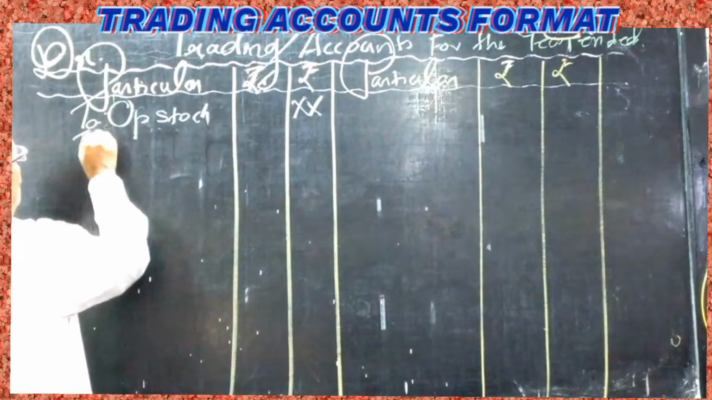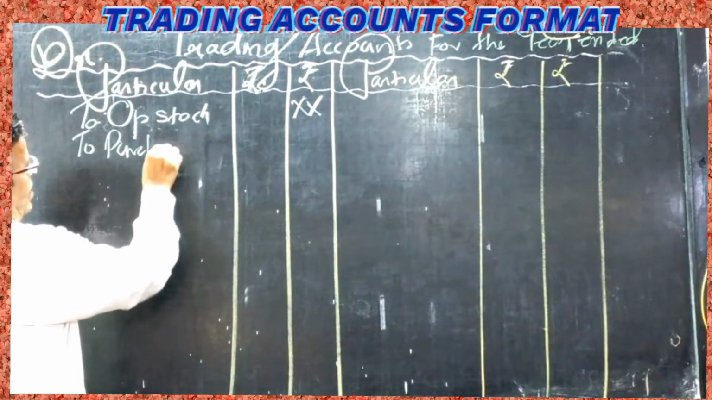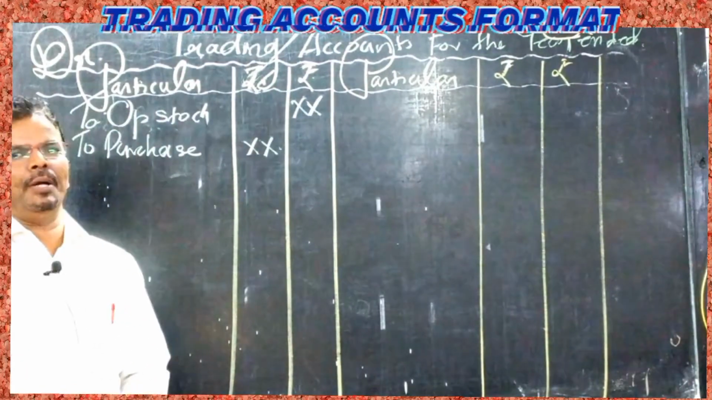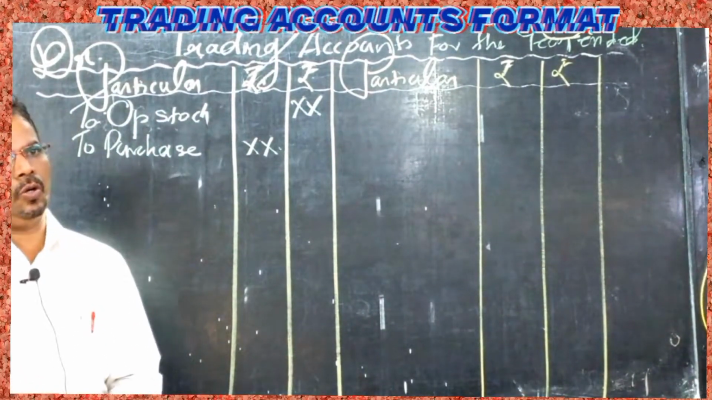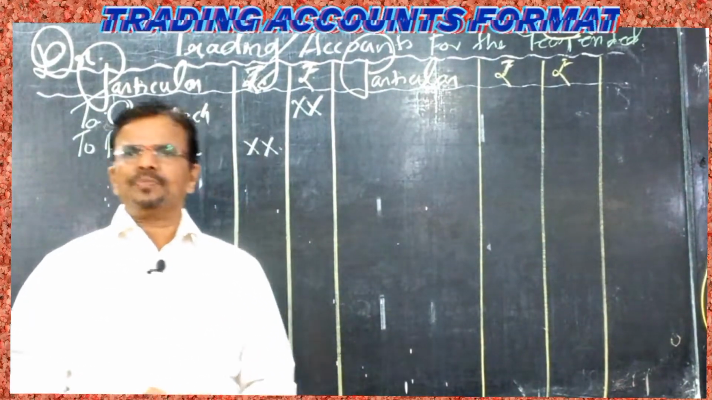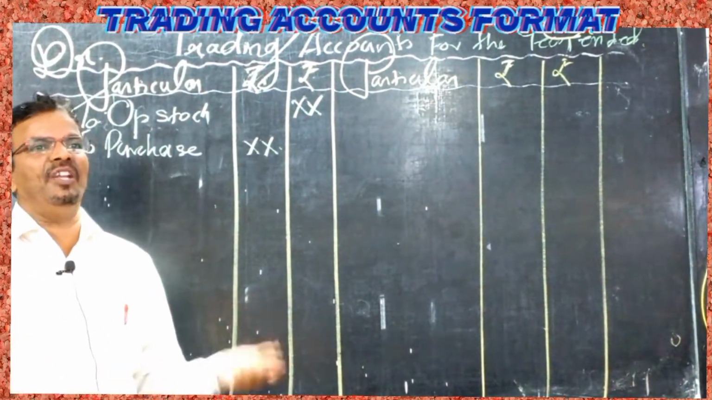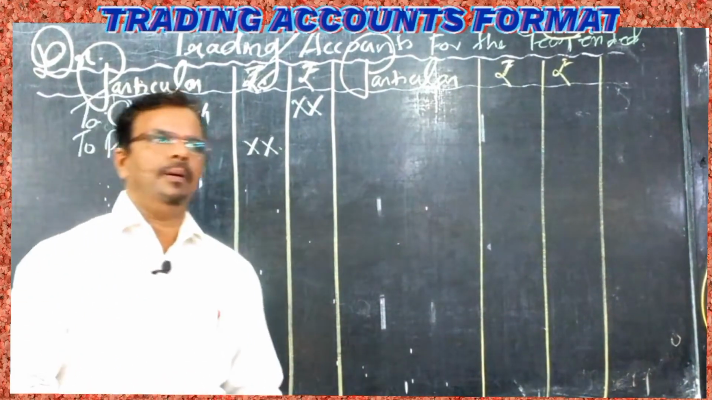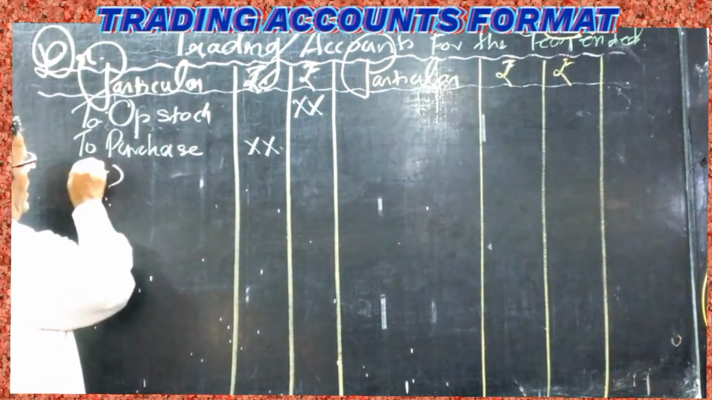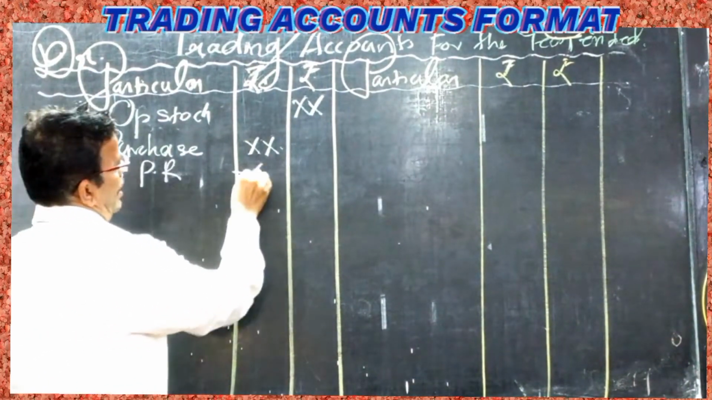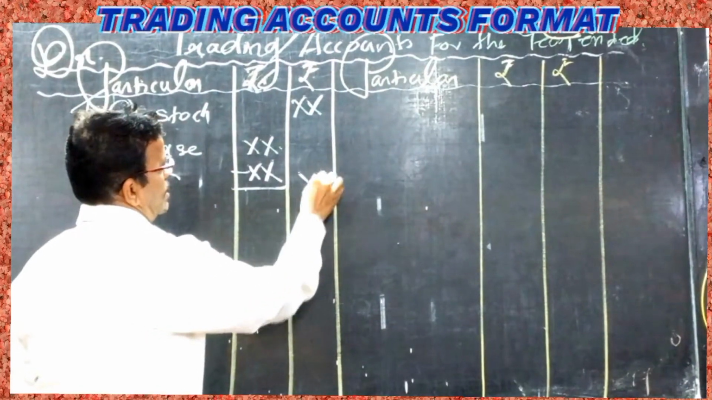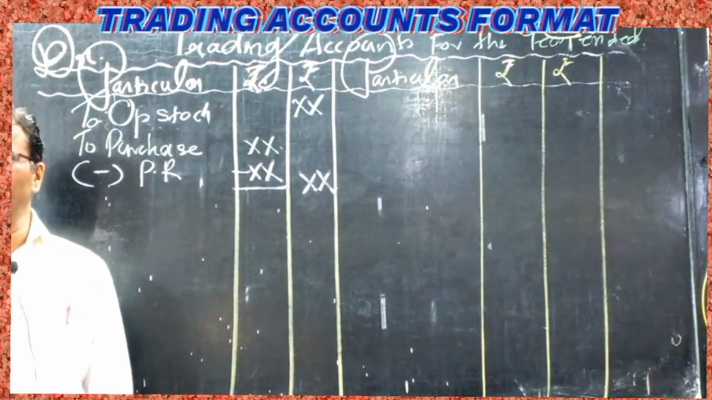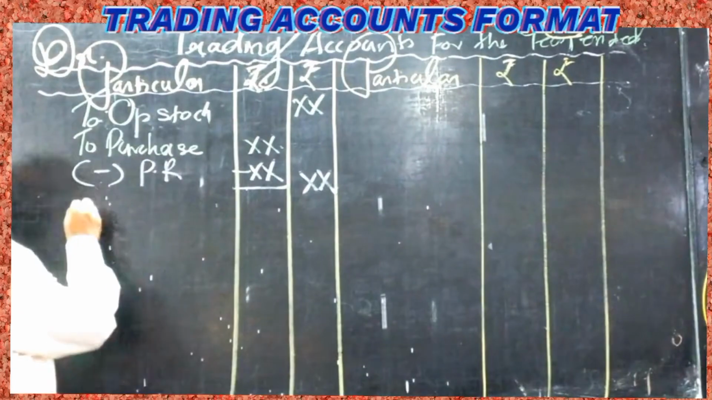So second we write: To purchases, inner column. We purchase the material for the purpose of finished goods, or sometimes when you purchase raw material that may be defective, that may be not as per our order, so we return it back, and therefore this is called purchase return, inner column. So this is called net purchase. Purchase minus purchase return is equal to net purchase.